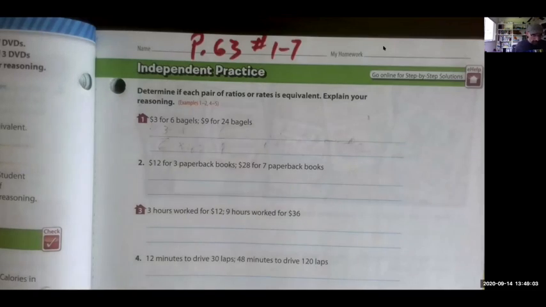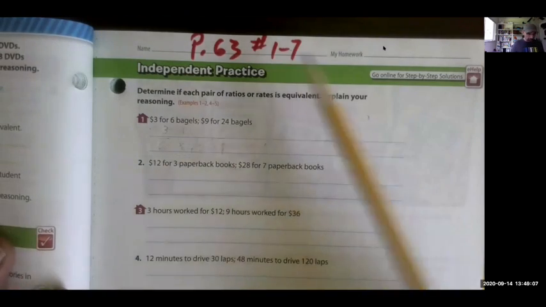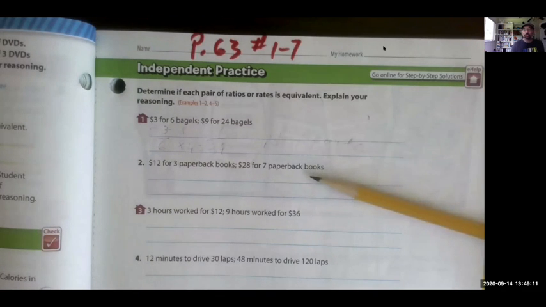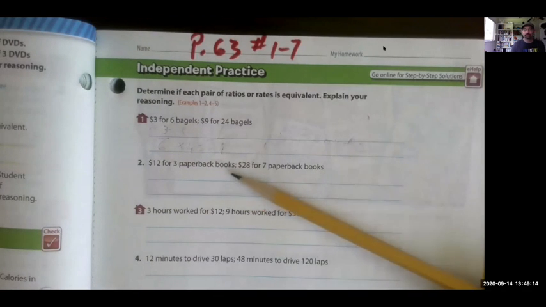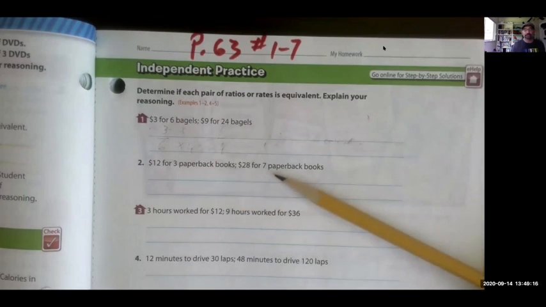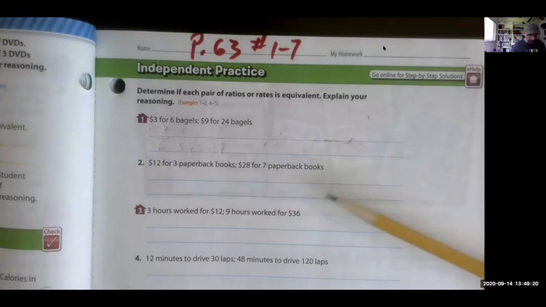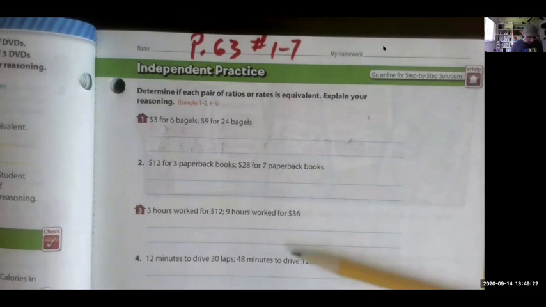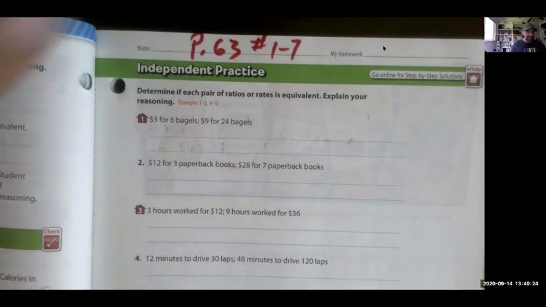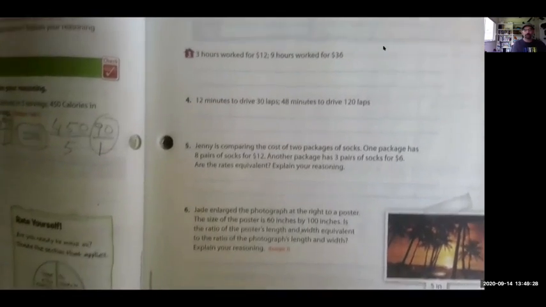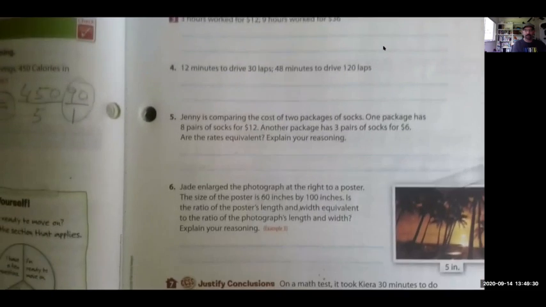All right, so now it's time for independent practice, aka your homework. There's only 7 problems that you have to do, and they're really easy, especially because, does this look familiar? 12 books for $3, 20 for 7. That's right, we did these problems both in class and on the Edpuzzle. So a lot of these problems you've actually already done. Hopefully you are paying attention, and now when you do them in your book, it'll be a piece of cake.